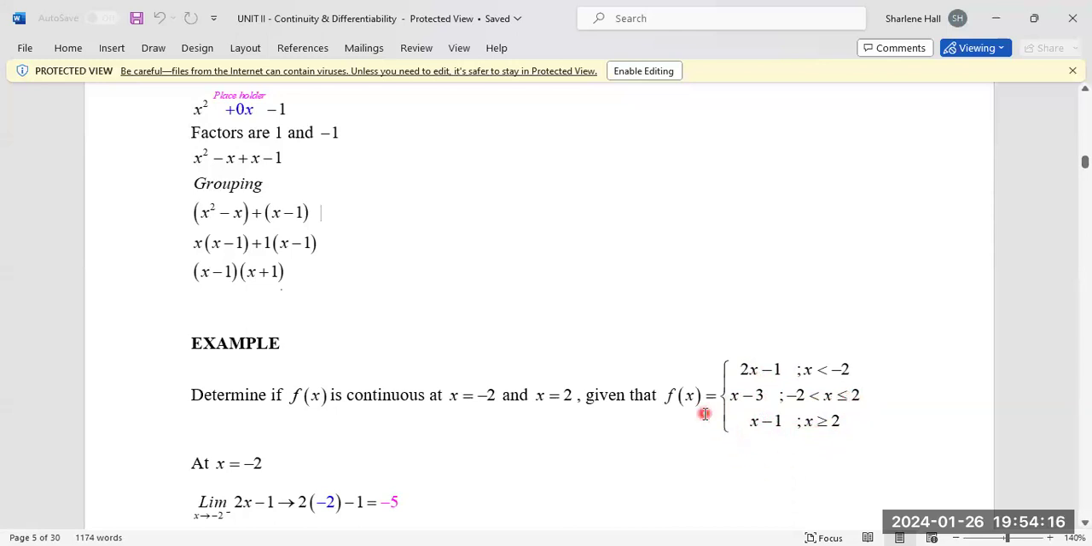So we have two conditions. Condition number 1 is when x is equal to -2, and condition number 2 is when x is equal to +2. So one is when it is equal to -2, and one is when it's equal to +2. So we are going to start at x equals -2. We're looking at the conditions.